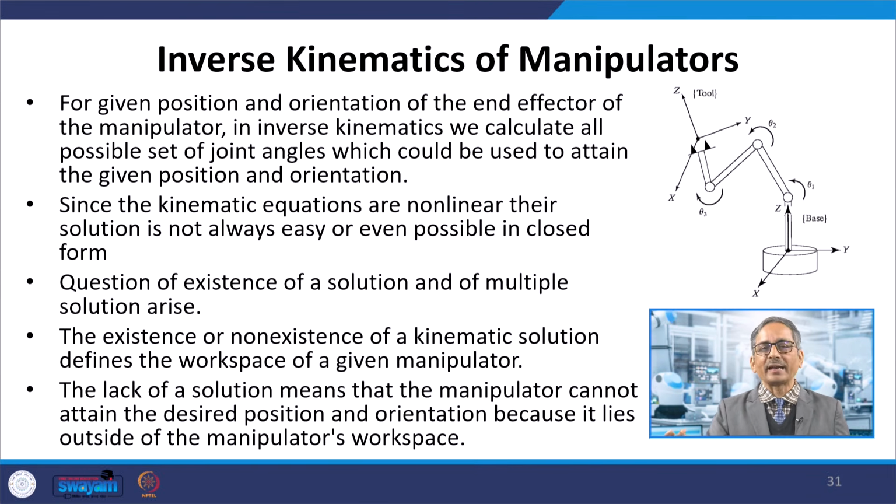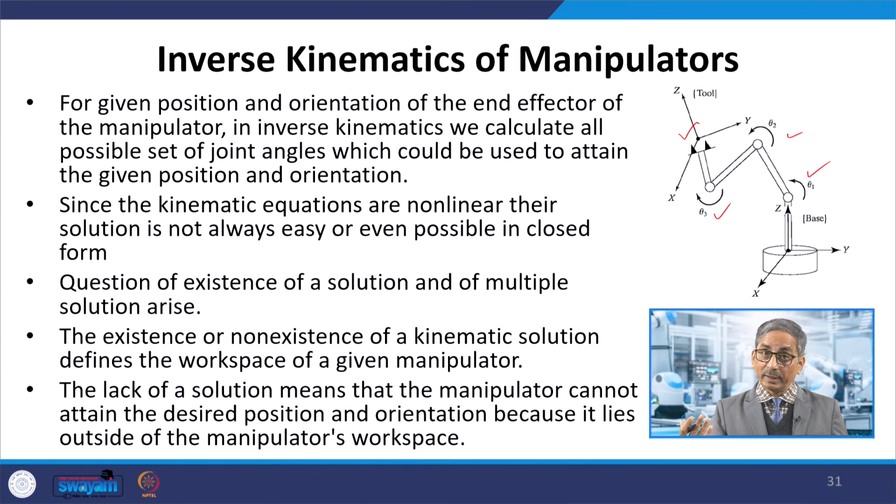Then in the inverse kinematics of the manipulator, we are trying to do the reverse. That is, we are given the position and orientation of the end effector and we try to evaluate the joint angles. So this concept is very useful in robotics because we usually know the object which has to be handled, and if we know the position and orientation of the object, then our task is to calculate these joint angles so that the object can be gripped by the end effector.